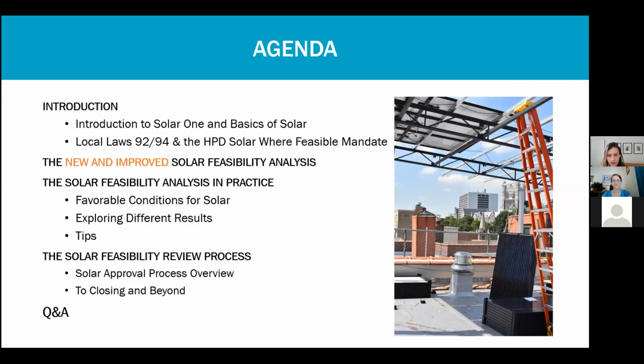You can see our agenda in the background. I'm not going to walk through it. Why are we doing how to ace the solar feasibility analysis? Well, we've had the solar where feasible mandate for about a year now, and we've learned a lot and made a few changes based on things we've learned and feedback from people we've worked with. And we just wanted to simplify the process and make it as effective as possible.